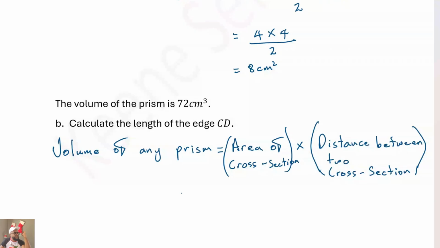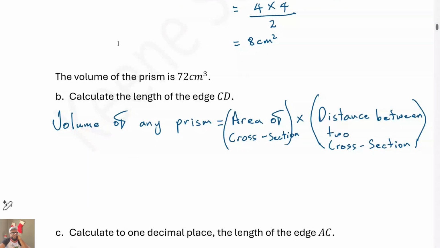Right. So what was the volume? They gave us the volume. What's the volume of this prism? 72. So I put in 72 is equal to the area of the cross section. We have that. What's the area of the cross section? 8 multiplied by, I will just call it the distance between the two cross sections, what they're calling the edge CD. So let's put CD. So I need to find CD.